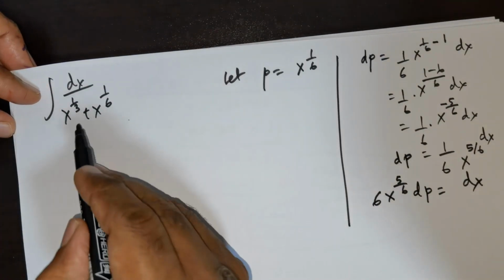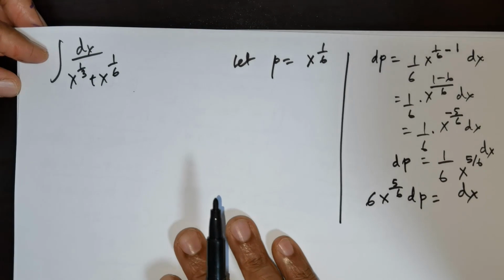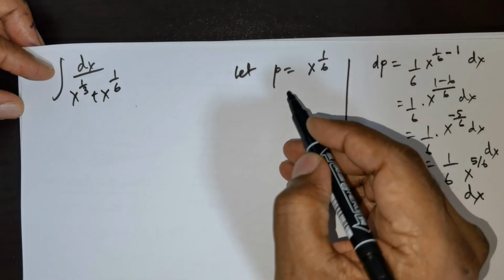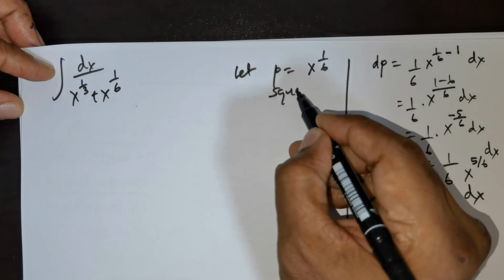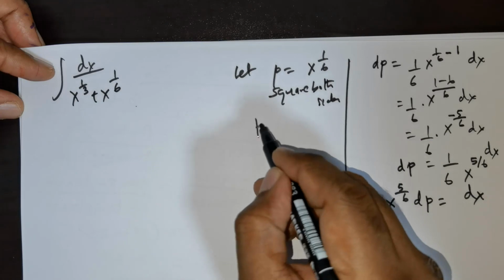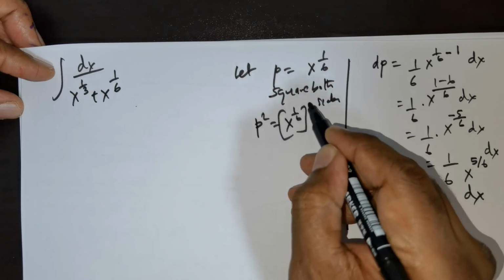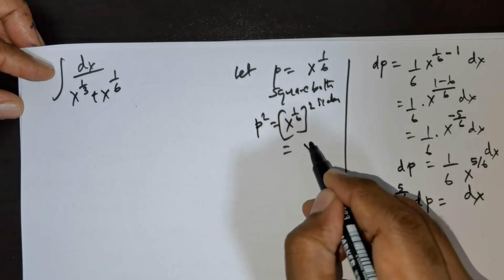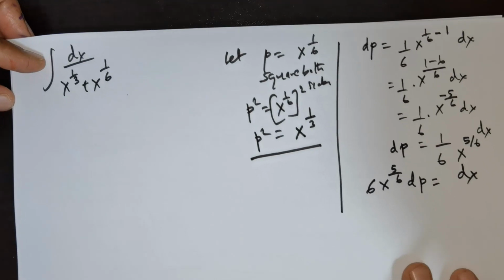Now over here we have x raised to the power of 1/3, right? So what I wish to do is square both sides. If I square both sides, this is going to be p squared is equal to x raised to the power of 1/6 raised to the power of 2, which is going to give me x raised to the power of 1/3. This is p squared. Fair enough.